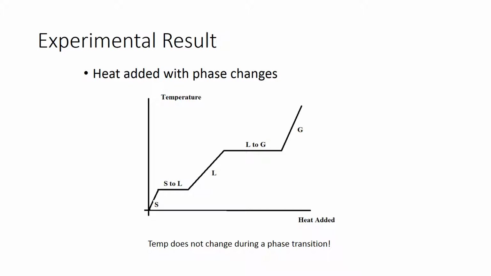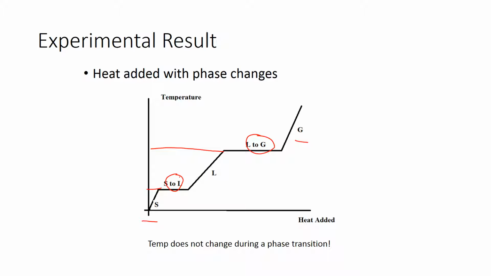This is a graph of the heating of a substance as it passes from being a solid on the left-hand side of the graph to a gas on the right-hand side of the graph. During the phase changes, we have solid to liquid here, we have liquid to gas here. You'll notice that those phase changes are taking place at constant temperatures. Those are true horizontal lines. The temperature does not change during a phase change.